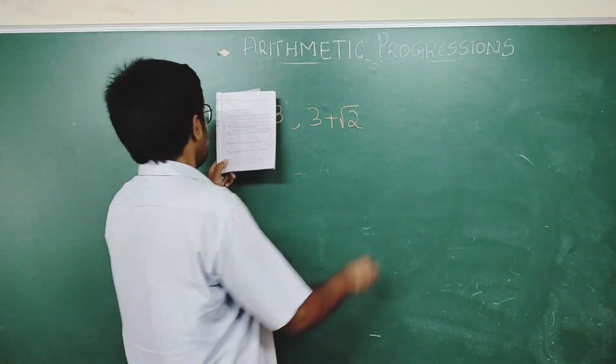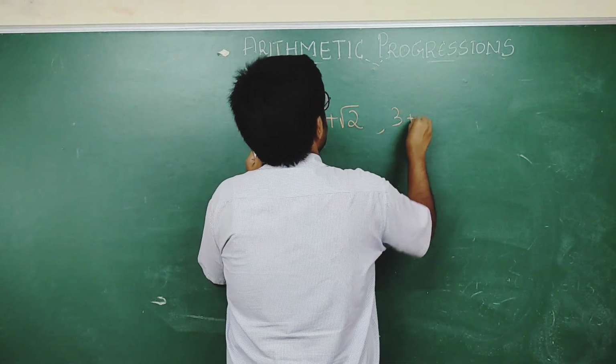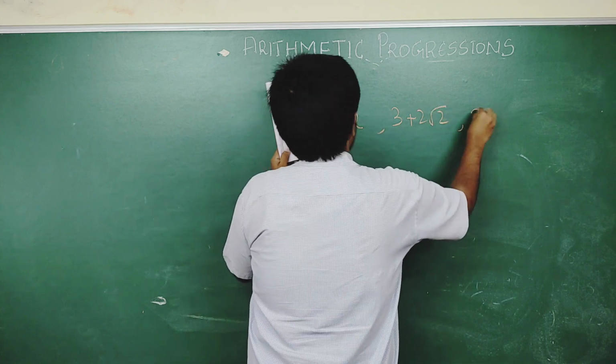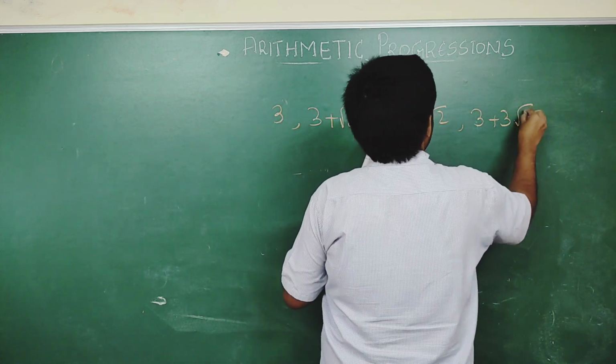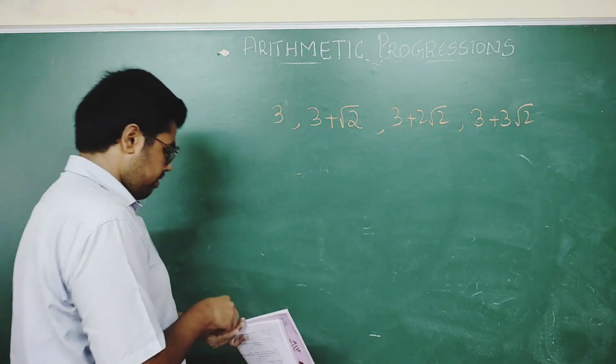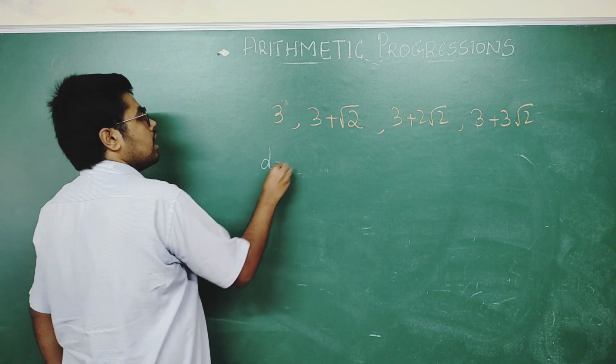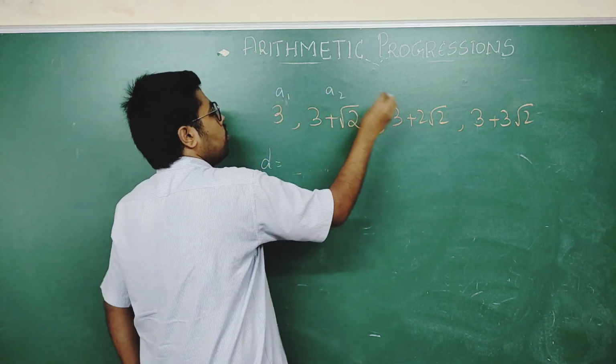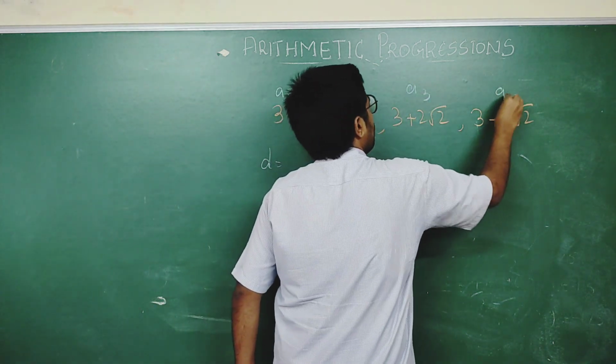Okay, so now 3 plus 2 root 2 and 3 plus 3 root 2. So now let me find the common difference. What is the common difference? So D is A1, A2, A3 and A4.